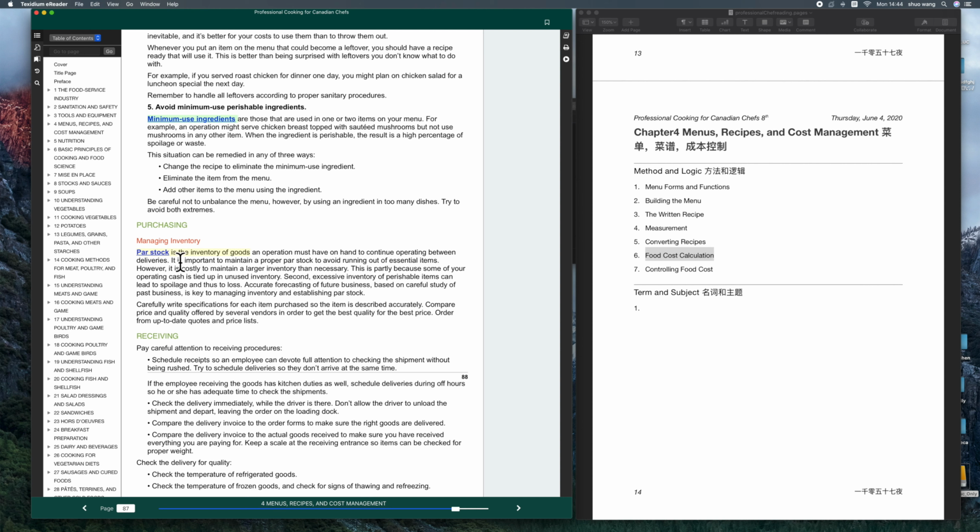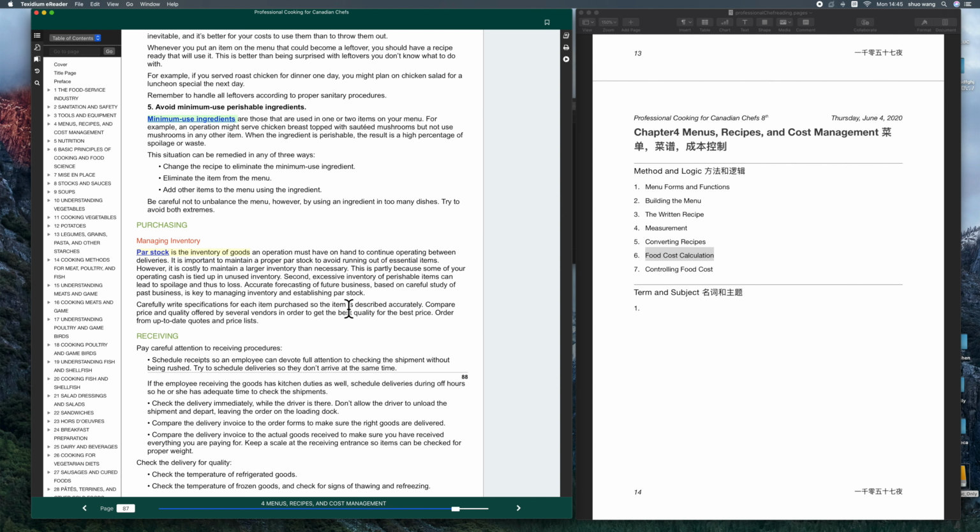Par stock is the inventory of goods that an operation must have on hand to continue operating between deliveries. It is important to maintain a proper par stock to avoid running out of essential items. However, it is costly to maintain a larger inventory than necessary. First, some of your operating cash is tied up in unused inventory. Second, excessive inventory of perishable items can lead to spoilage and thus to loss.